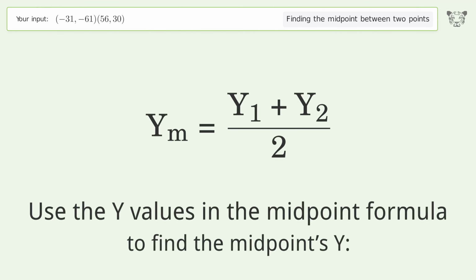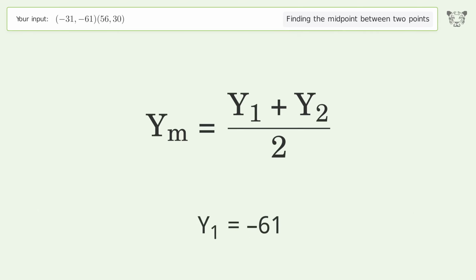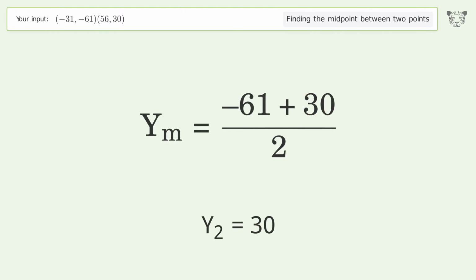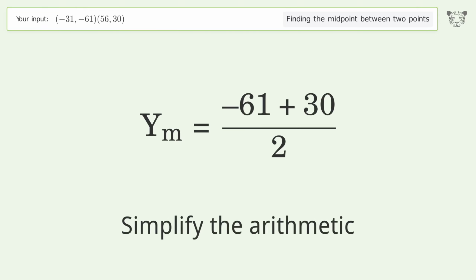Use the y values in the midpoint formula to find the midpoint's y. y1 equals negative 61. y2 equals 30. Simplify the arithmetic.